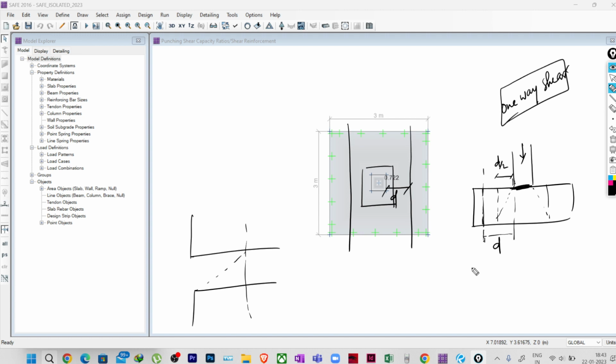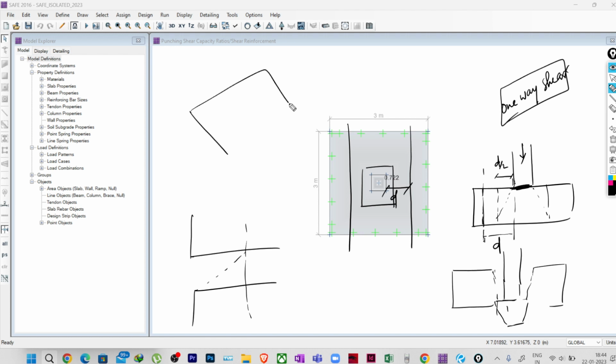If the two-way shear failure happens, you will see the column going out like this, taking a bunch of concrete with it. This kind of failure is punching, like a piece of paper. Suppose you have a piece of paper and you punch on it, what will happen? It will shear from here. The same thing is here. And one-way shear, now we need to check.